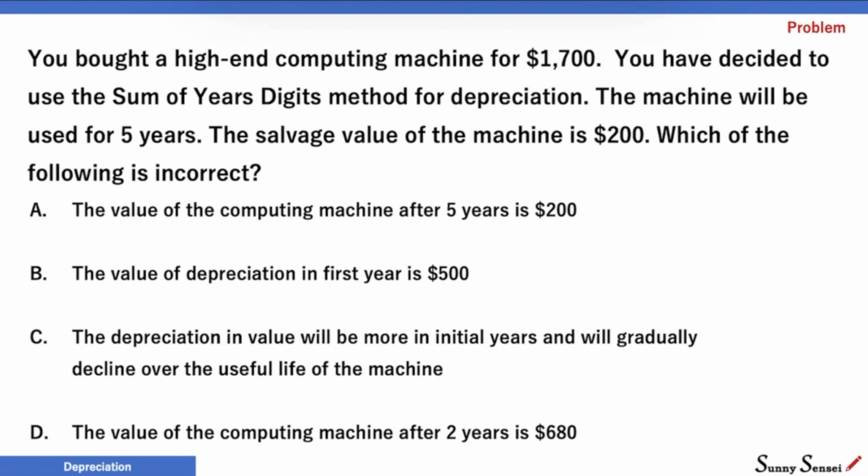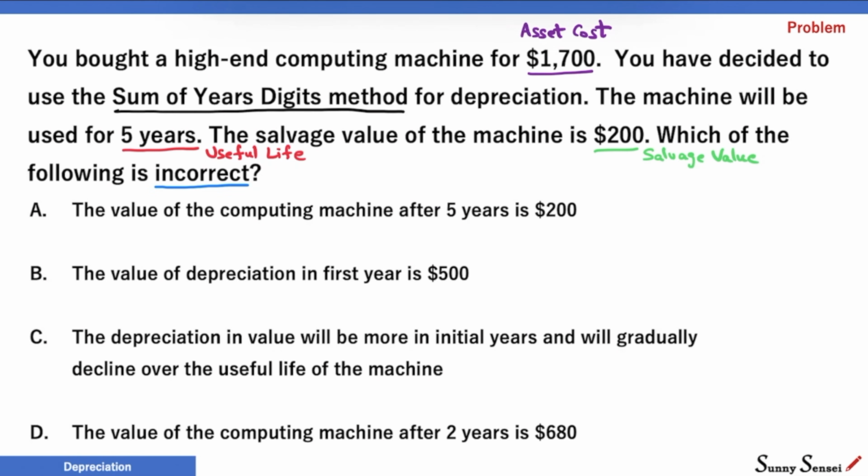The problem provides us the asset acquisition cost of $1,700, useful life of 5 years, and salvage value of $200. Sum of years digits is used for depreciation. We have to identify the incorrect statement, not the correct statement. I hope you got that right.